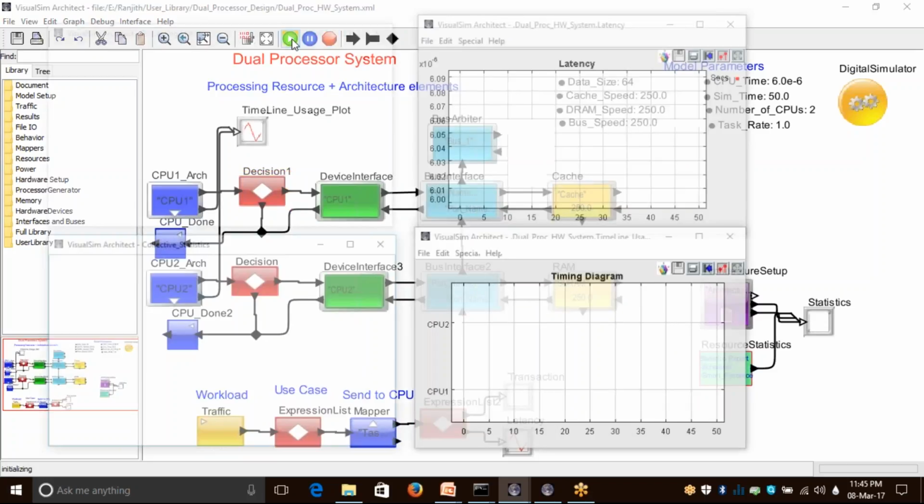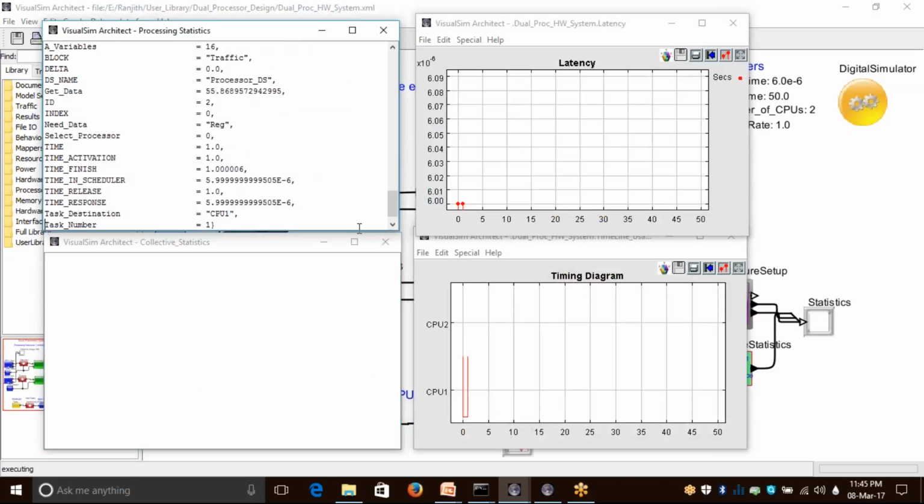So if I go ahead and run the model for this particular architecture, the reports that I'm generating include end-to-end latency.